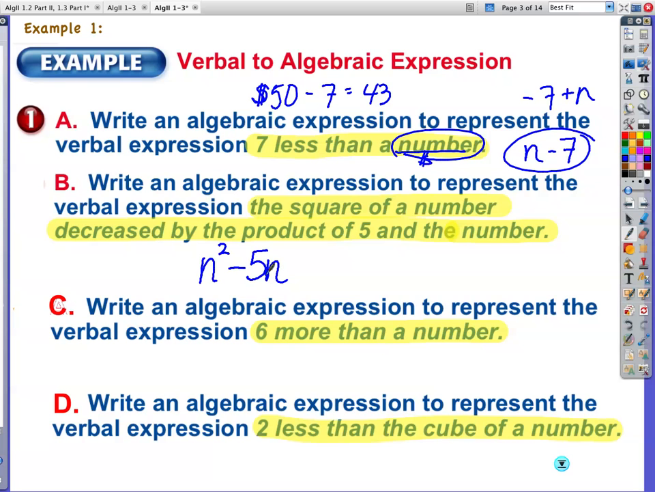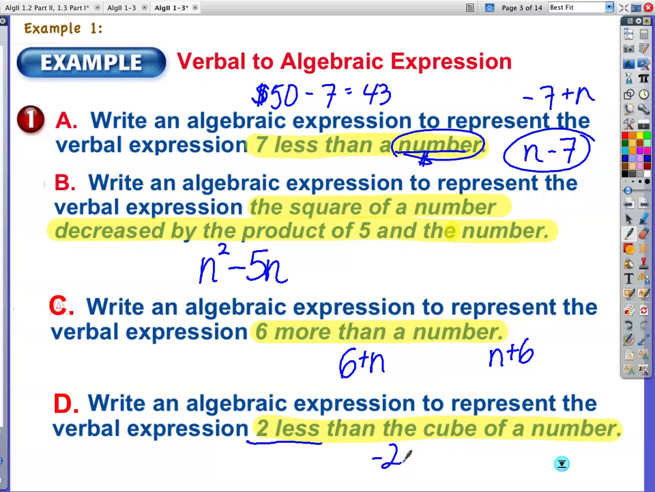All right, write an algebraic expression to represent the verbal expression, 6 more than a number. So 6 plus n, or you could have n plus 6. Either one works. And D, write an algebraic expression to represent the verbal expression, 2 less than the cube of a number. So this 2 less, I'm going to go ahead and put down 2 less.